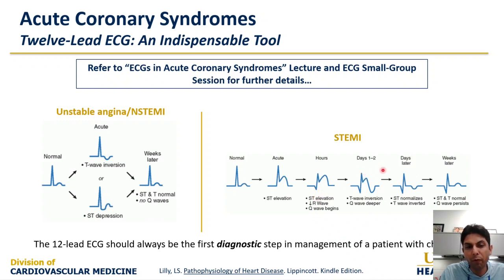And then 24 to 48 hours later, we'll see T wave inversions here, and the Q wave gets a little bit deeper as that transmural infarct develops. And then days later, the ST segment normalizes, the T wave inverts, it stays inverted, it's not as deep. And then weeks later, we'll see that T wave normalizes, the ST segment has already normalized, it stays normalized, and that Q wave persists. And that Q wave, particularly with an upright T wave, represents an old myocardial infarction.